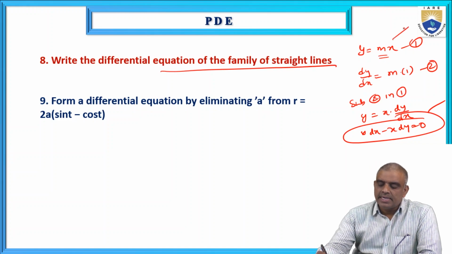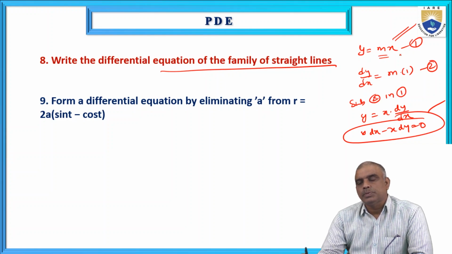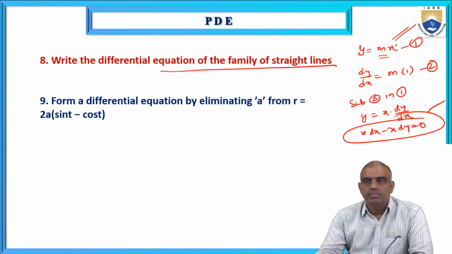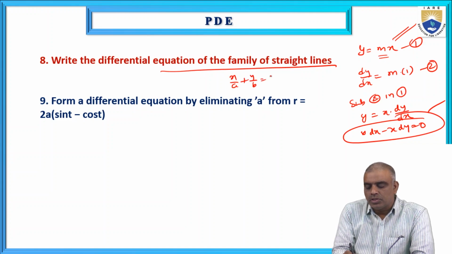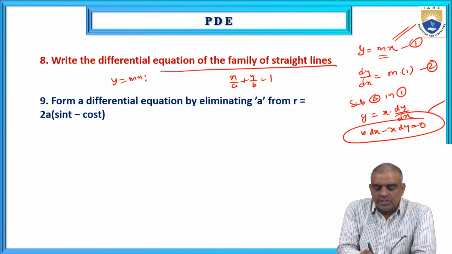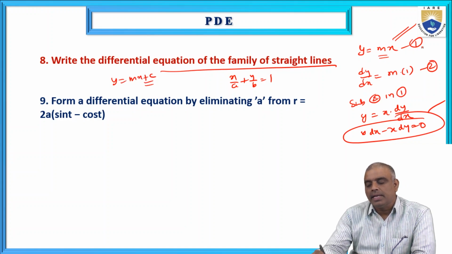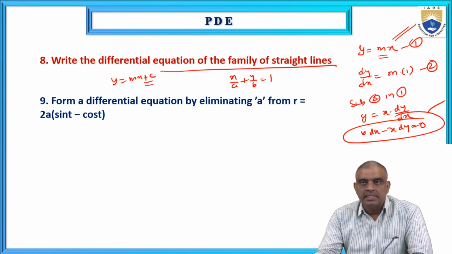This is the family of straight lines. There are different families. y is equal to mx is the family of straight lines passing through origin and slope m. Similarly, x by a plus y by b is equal to 1 also is a family of straight lines. Similarly, y is equal to mx plus c is also a family of straight lines. So I have taken y is equal to mx and the differential equation is y dx minus x dy is equal to 0.